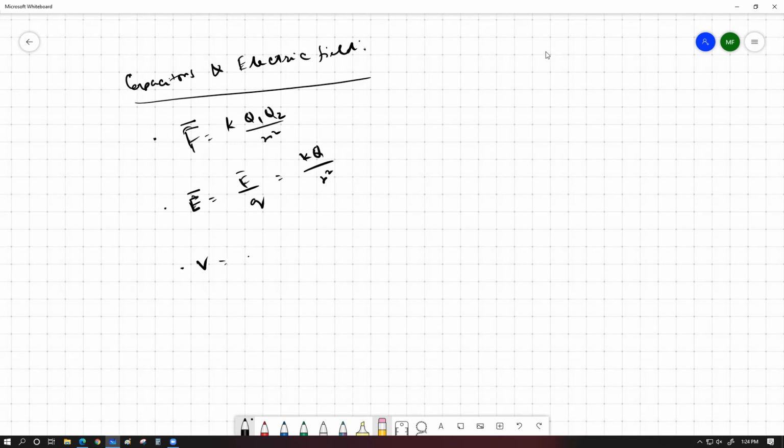Voltage, a scalar, is given by work done per charge from infinite distance, or energy required per charge. This E scalar is the energy, so not to confuse with the electric field strength. It's given by KQ by R.